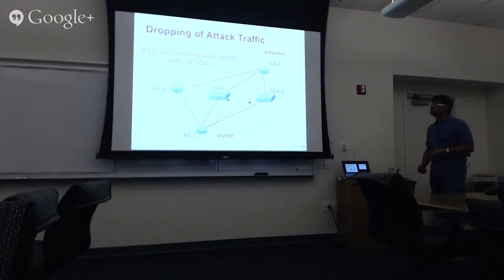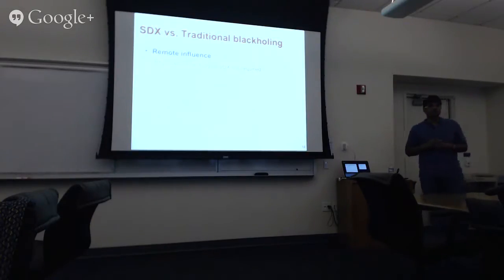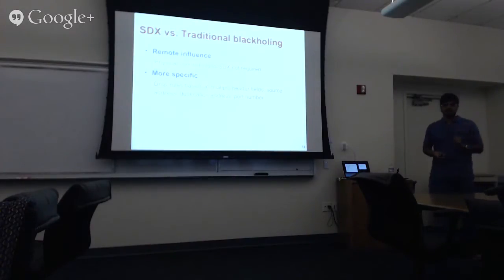Right? So if I try to compare this approach with traditional blackholing, there are three important points to note here. One is that you have remote influence: you need not be physically present at these exchange points to block this traffic, but these block rules can be put at the exchange point remotely also. Second is that you can be more specific about who's attacking your network, right?